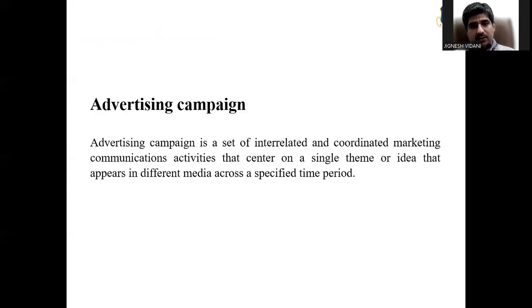Advertising campaign is a set of interrelated and coordinated marketing communication activities that center on a single theme or idea that appears in different media across a specified time period.